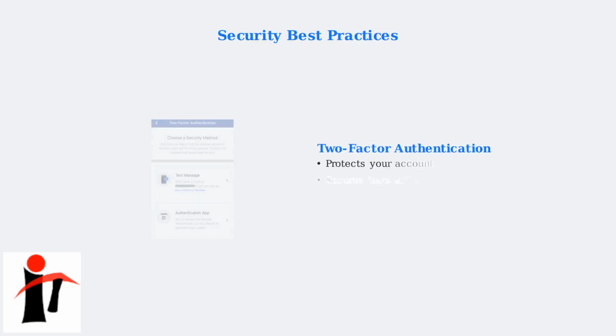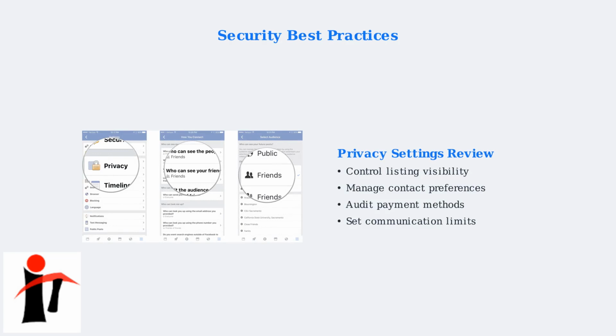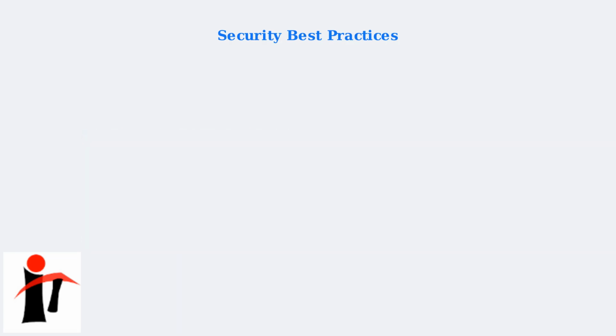Before you start actively using your pinned Marketplace access, it's crucial to set up proper security measures. Enable two-factor authentication to protect your account, especially since you'll be handling financial transactions. Additionally, review your privacy settings to control who can see your Marketplace activity and listings. Adjust your visibility preferences and regularly audit any saved payment methods that are accessible through your quick navigation setup.